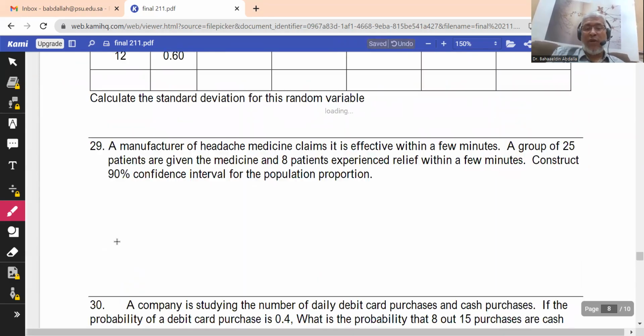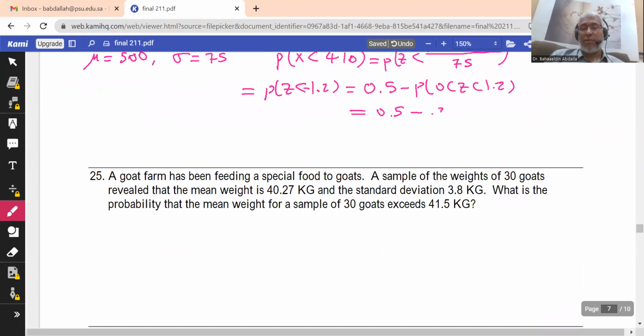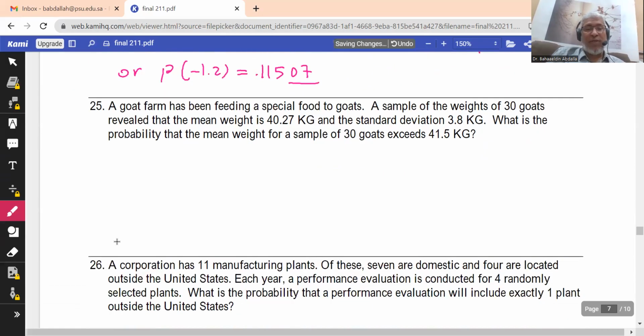0.3849. And if you use the calculator, the answer is 0.1151. Or to find the probability to the left, you just use in the calculator P of negative 1.2. And the calculator will say 0.11507. When you approximate, you get the same answer to 4 decimal places.